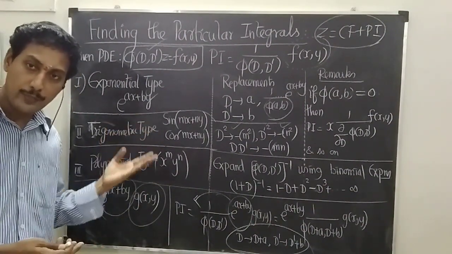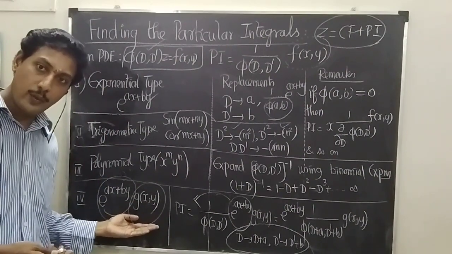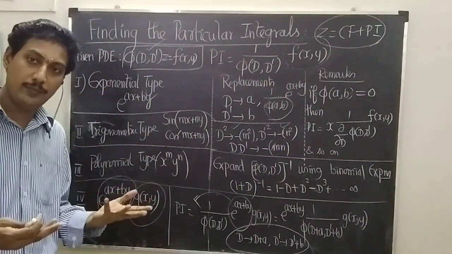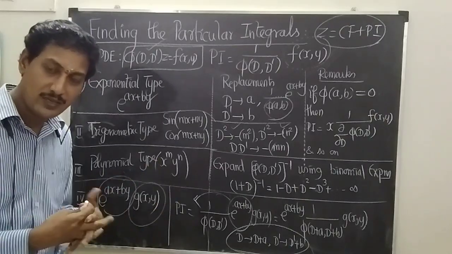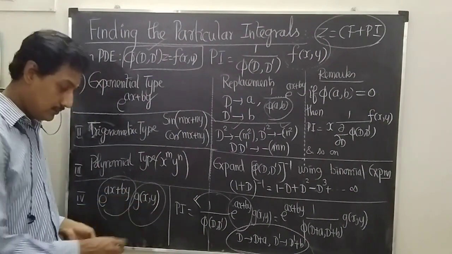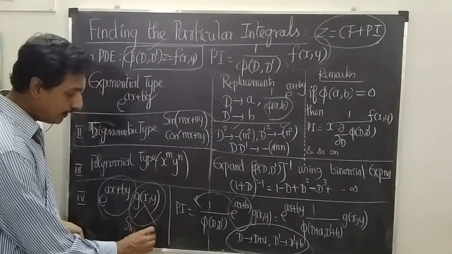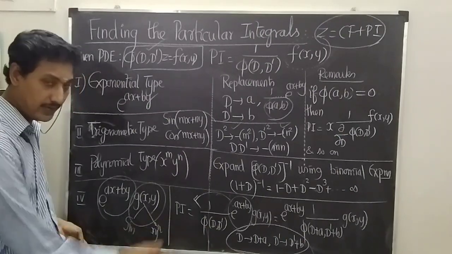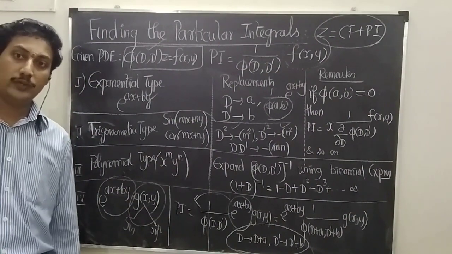And finally, the fourth type is, suppose it's a product of an exponential term and one of the other two types, either trigonometric or polynomial. Suppose g of x comma y is purely exponential, that is a very easy one, because e to the power x into e to the power y is e to the power x plus y. So this is considered the first type only. Suppose it is other than the first type, maybe a trigonometric type, a sine or cos, or maybe the polynomial type, x power m or y power n, then it's a product of exponential and the other two types.